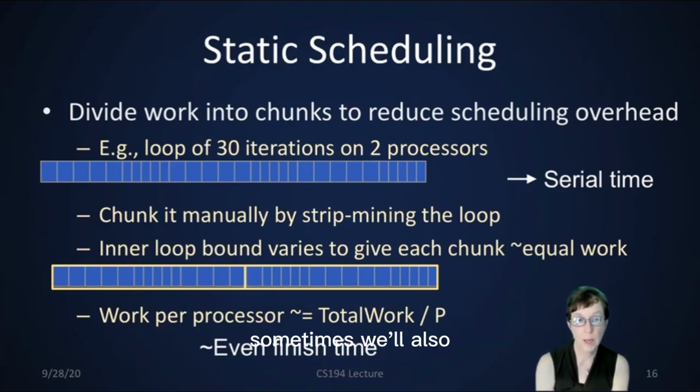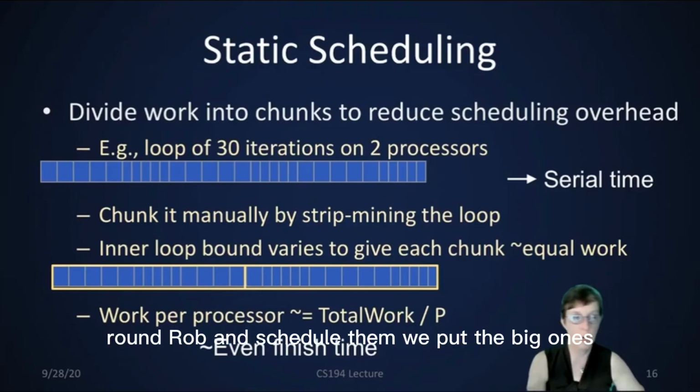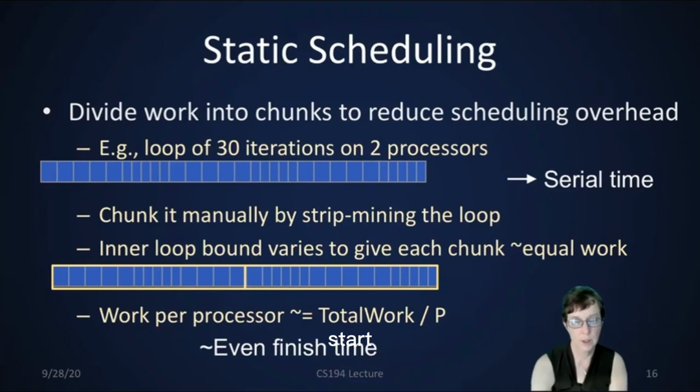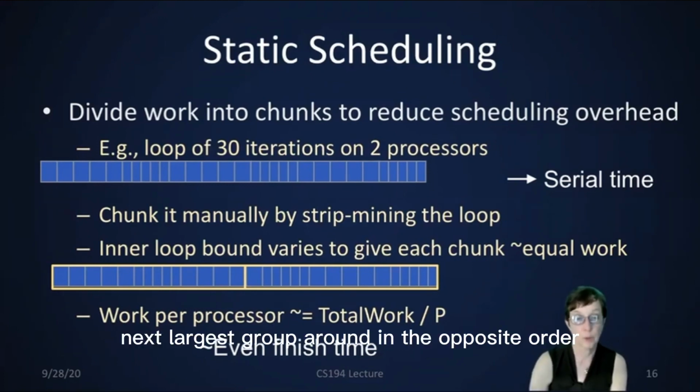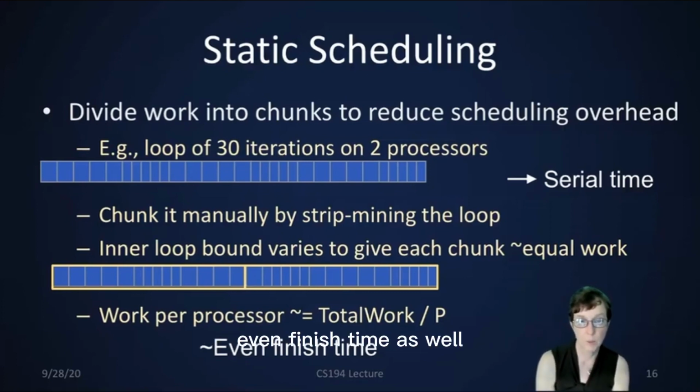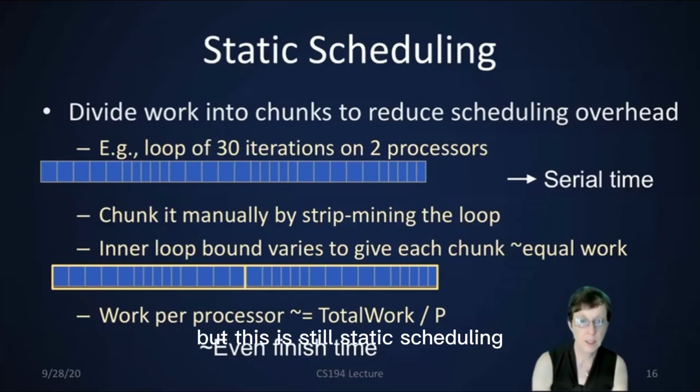Sometimes we'll also sort them so that we deal with the fact that if there are some really big tasks, we sort of round robin schedule them. We give every processor one of the biggest tasks, and then we start sending the next largest group around in the opposite order, and that should give you a pretty even finish time as well. But this is still static scheduling.